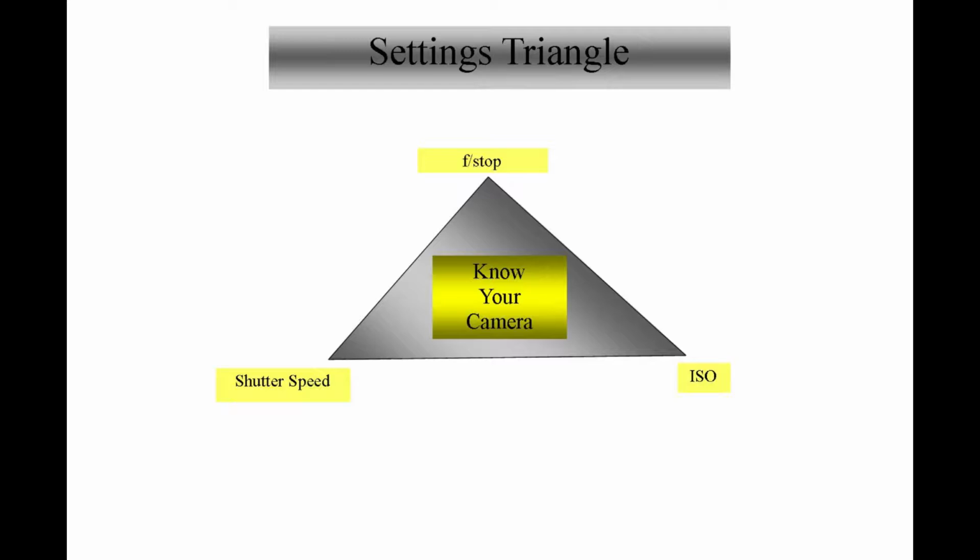Alright, this is the settings triangle. Top corner is f-stop, shutter speed, ISO. This is all about knowing your camera, and how each one of these settings will affect your photograph. Let's talk about f-stop for just a second here. F-stop is that number like f8, f11, whatever. Most lenses will get down to like an f4, or the more expensive lenses will go down to f1.8, 2.4, this sort of thing. And all the way up to an f22. I have one lens that's f32.